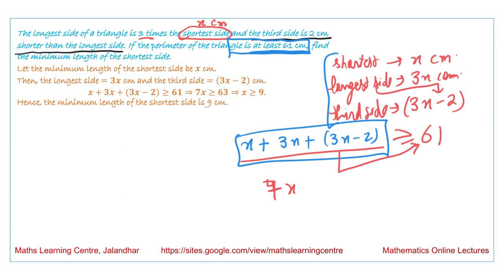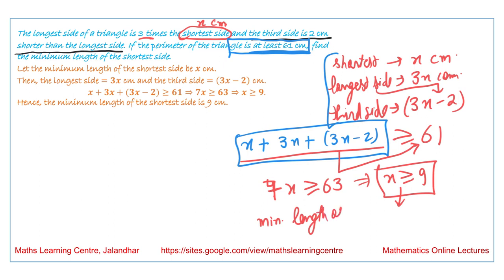7x is greater than or equal to 63. So this implies that x is greater than or equal to 9. What we get is that the minimum length of the shortest side, x, is greater than or equal to 9, that is equal to 9 centimeter. This is the minimum length of the shortest side.